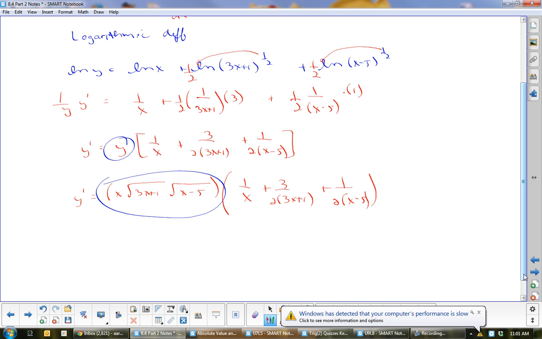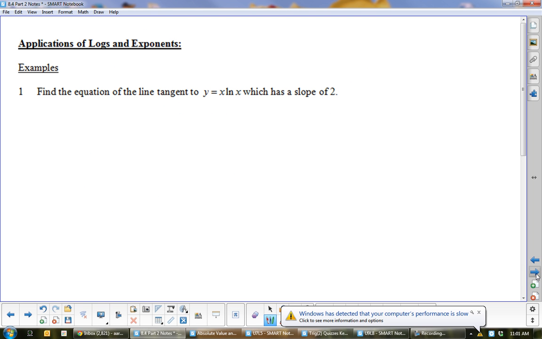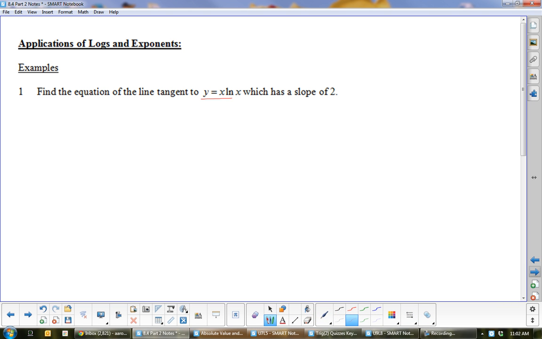Okay, so now we are going to just do review of the last unit. It says find the equation of the tangent to y equals x ln x with the slope. It has a slope of 2. Okay, so they've already given me my slope. What I need to find is, well, y minus y1 equals m times x minus x1, right? That's the equation of a line.